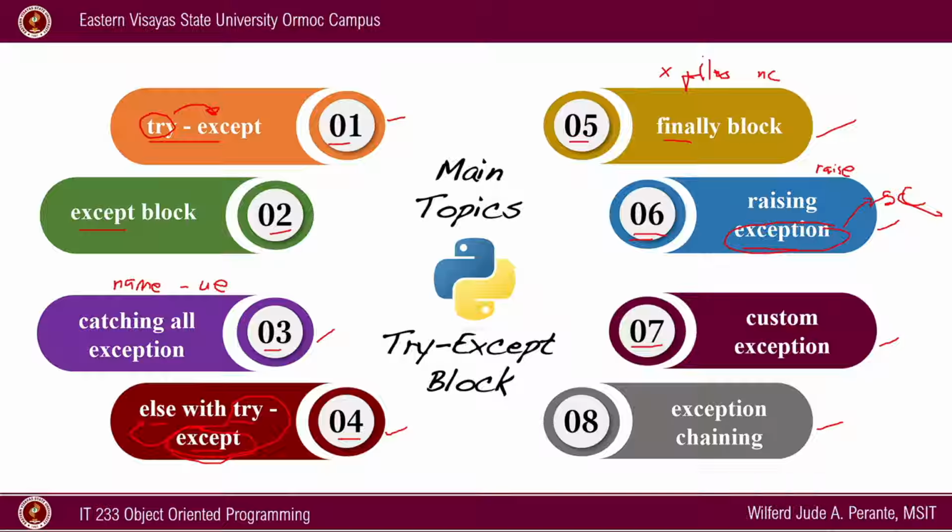Number 7 is the custom exception. So you can define your own exception types by creating a new class that inherits from the built-in Exception class. So this is useful for creating specific types of errors in our programs.